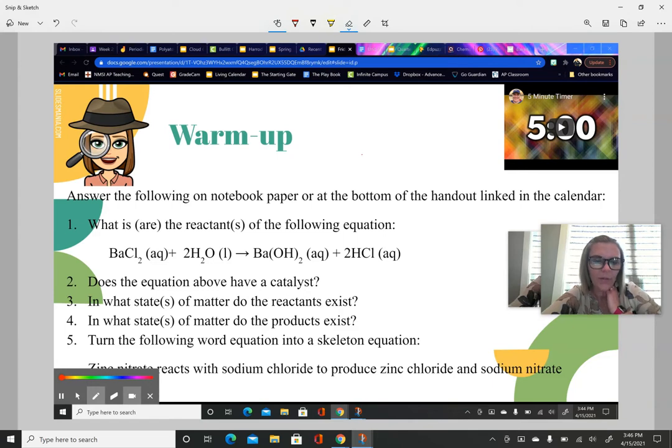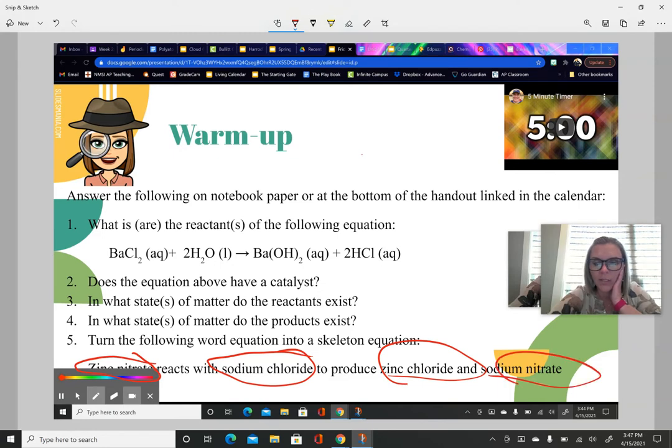Number 5, turn the following word equation into a skeleton equation. So the first thing that you're going to do is try to figure out what the reactants are and what the products are in this equation. So we know that zinc nitrate reacts with, so zinc nitrate, you can't see it here because of this color thing that was in front of it. Zinc nitrate is going to be one of the reactants, and sodium chloride is going to be the other, because they react together and they're producing zinc chloride as a product and sodium nitrate as the other. So let's figure that out.